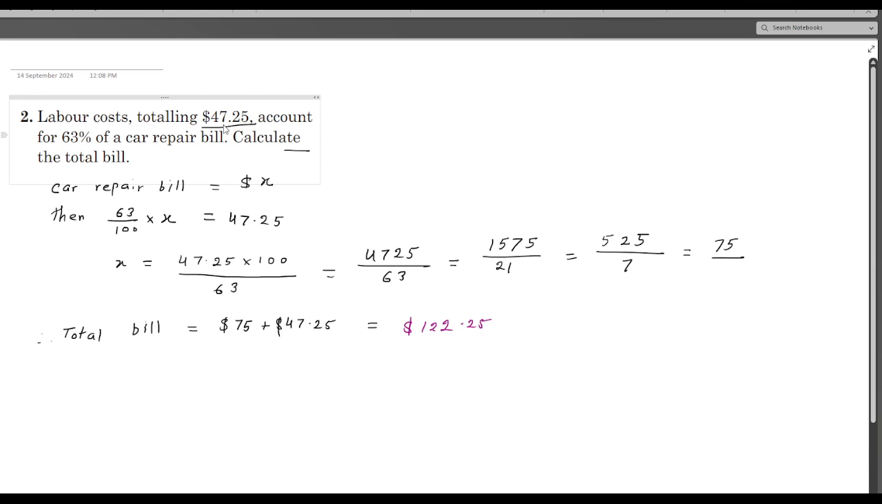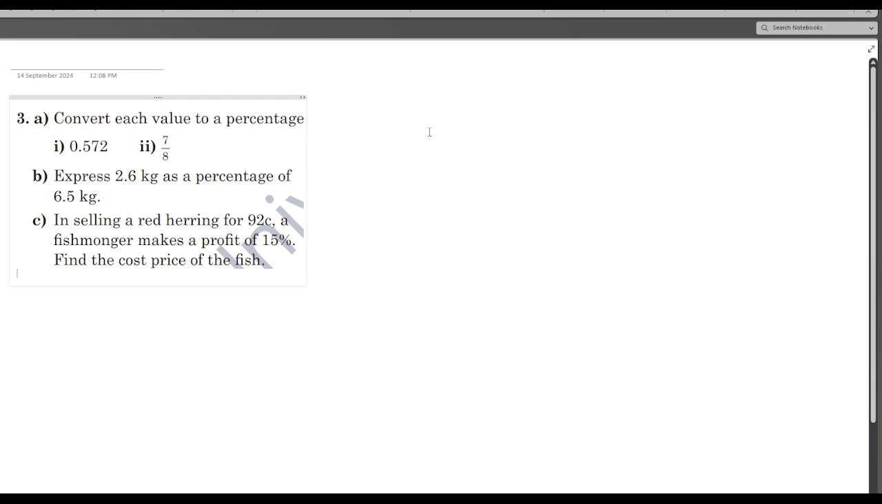Labor cost is this, and car repair, calculate the total bill. So total bill, I will say that it is the sum of this 75 and this 47.25. Now the next question, convert each value to a percentage. Now percentage means out of 100.